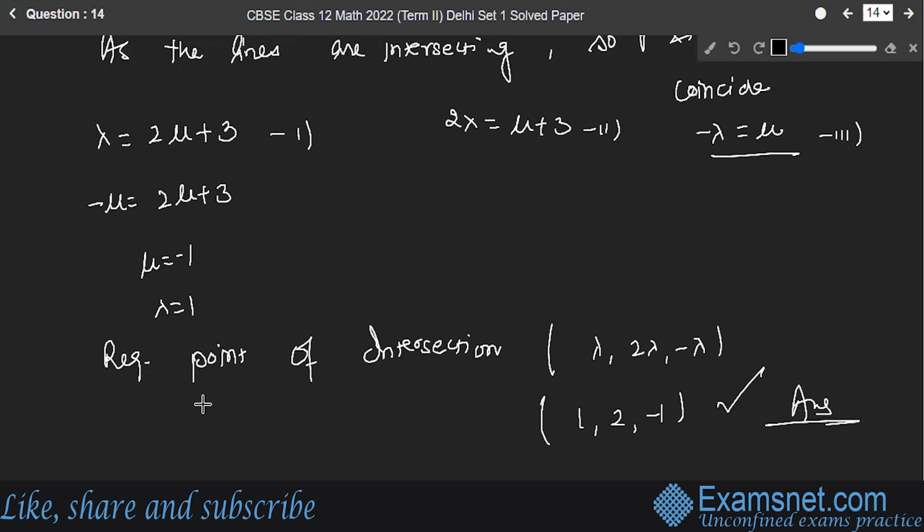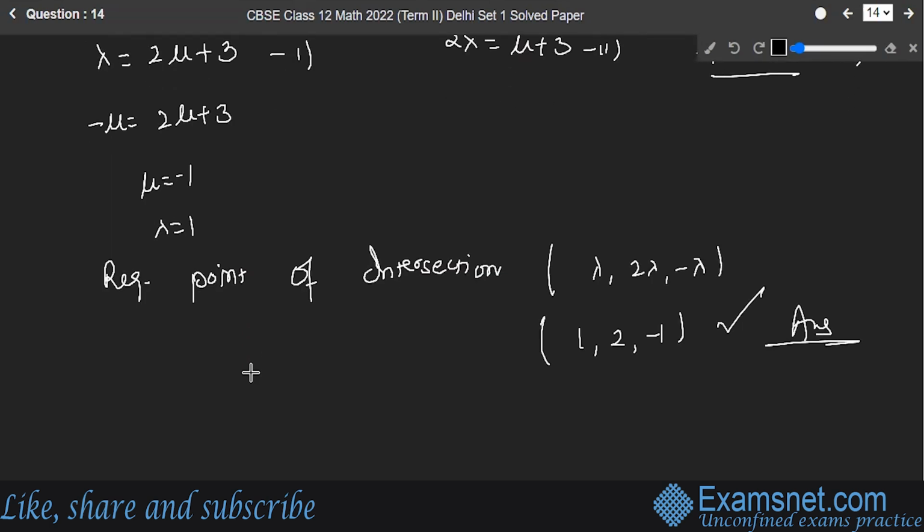Hope you have understood this. So with this, we have completed all the 14 questions which were having some choice as well of class 12 mathematics 2022 term 2 Delhi set 1 paper. Hope you have understood that well, and if you have any problem, you can just message us.